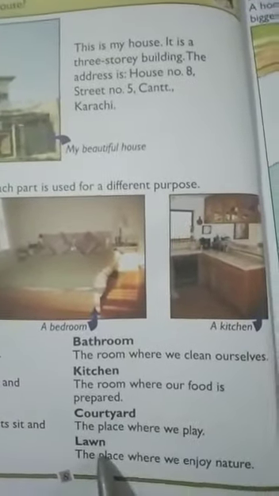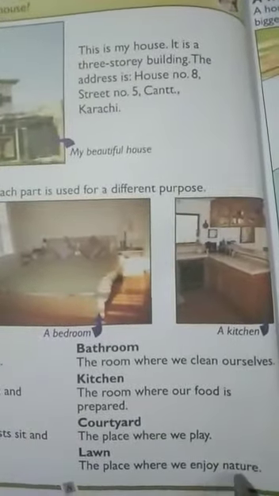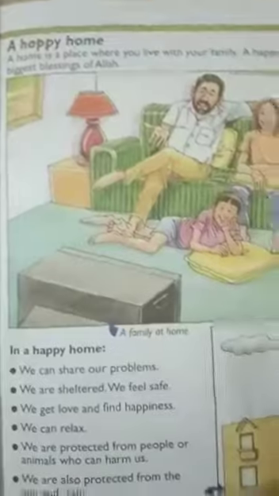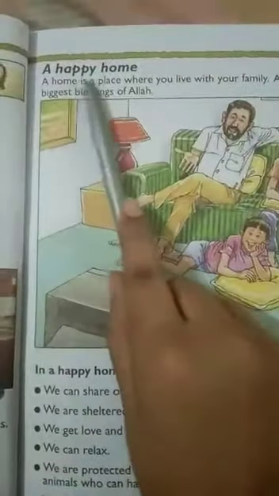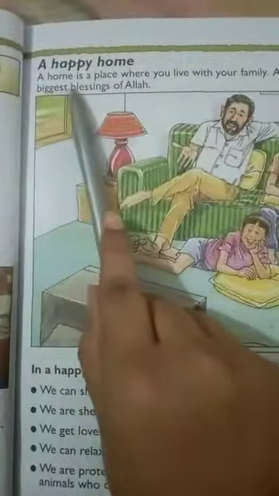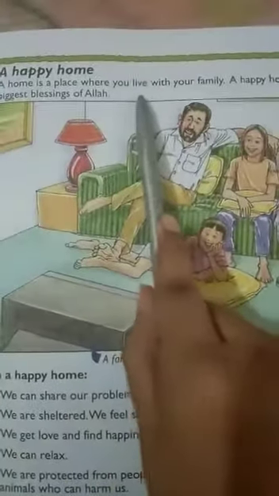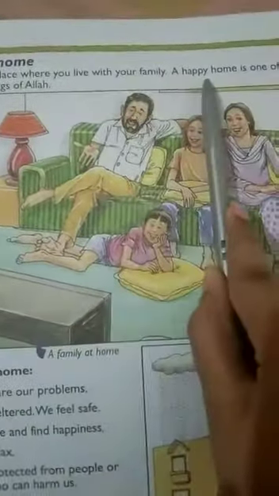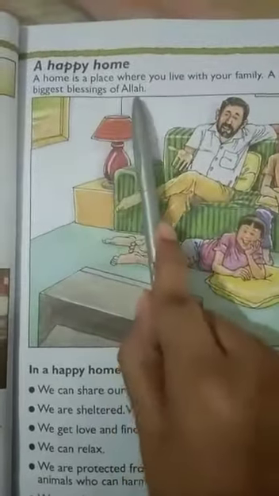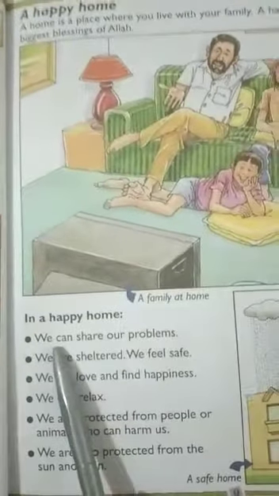Courtyard, the place where we play. Lawn, the place where we enjoy nature. A happy home. A home is a place where you live with your family. A happy home is one of the biggest blessings of Allah. In a happy home, we can share our problems.